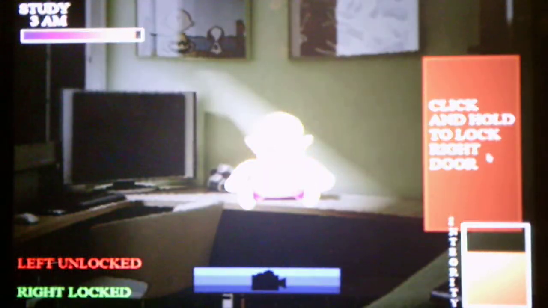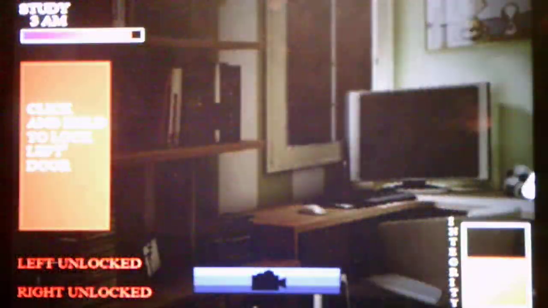Okay, Yoshi and Wario, are they nearby? Nope, they're not. And if they're on the cameras, we gotta hold the door shut for whoever's there. Up here's Yoshi. Alright, I gotta hold the right door shut on him, because he's there. Alright, Yoshi left, so that's good. Let me check for Wario. Yep, he's at the left door. Gotta close it.